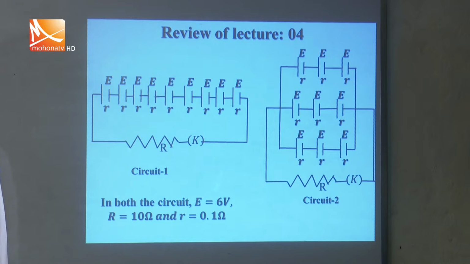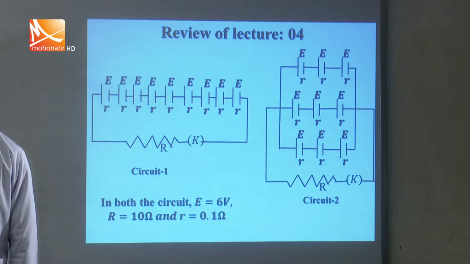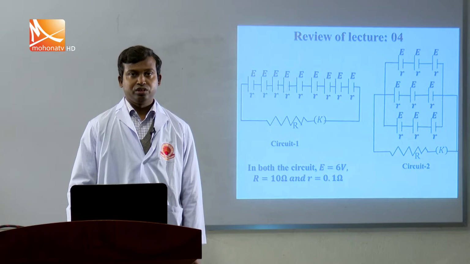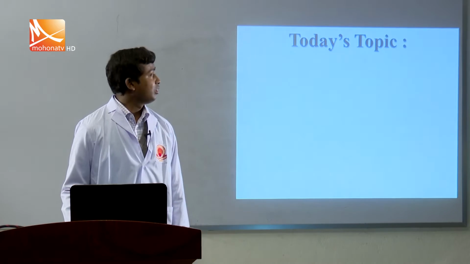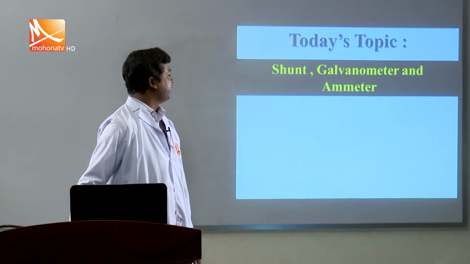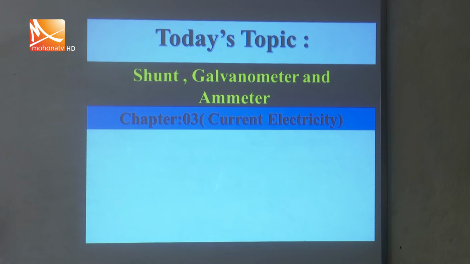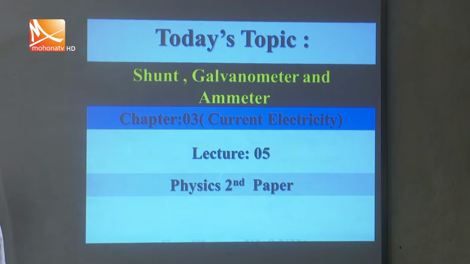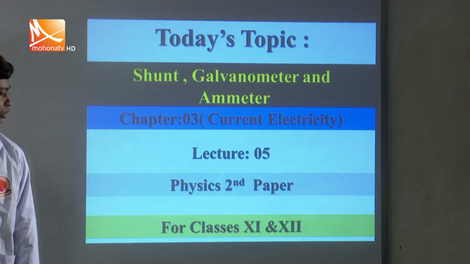So, my dear students, you have already guessed what we are going to learn. Today, I am going to take another class on this chapter. So, welcome to today's topic: shunt, galvanometer and ammeter. Chapter 3, current electricity, lecture 4, and this is the last lecture of this chapter. Physics second paper for class 11 and 12.